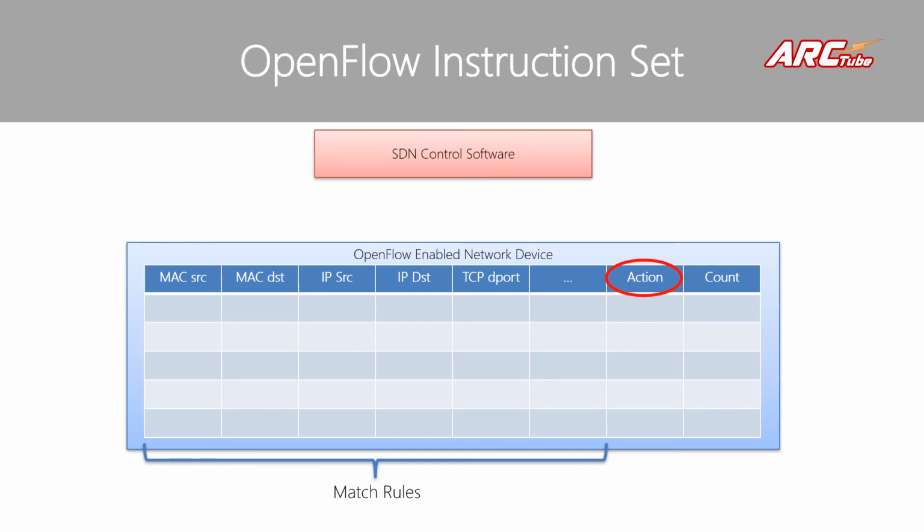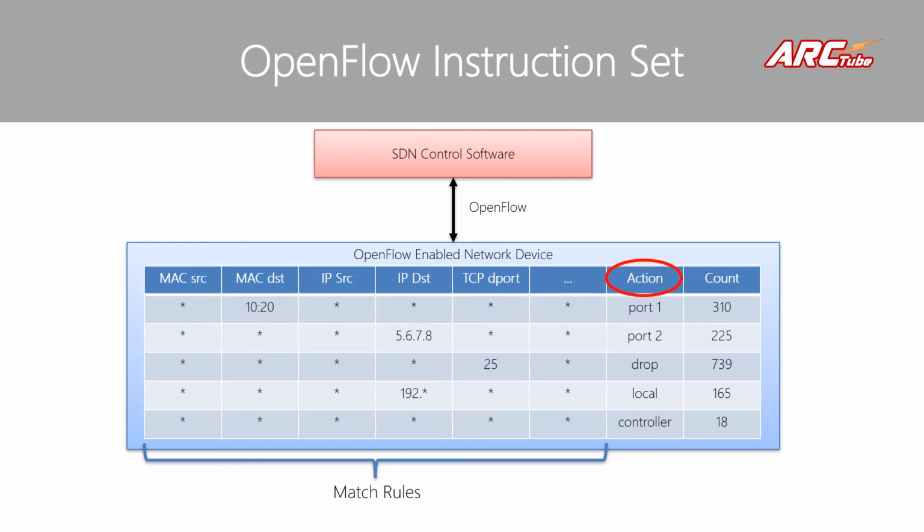Once we enable OpenFlow protocol between the control and the network device, depending on the program, the required entries are sent by the controller to the network device as an instruction set. Now we have a set of match rules and corresponding actions. The matching is done top to bottom, and a packet can match only one rule. As you can see, the default rule action is sent to controller.